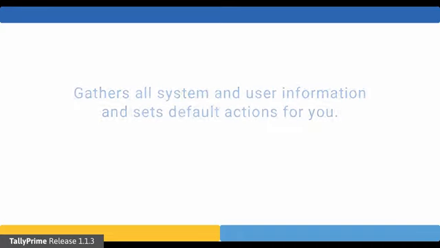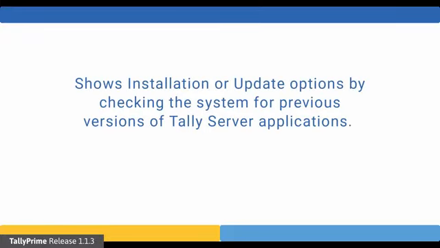The built-in intelligence of the setup manager gathers all required system and user information to set default action on its own. For example, if TallyPrime Server is installed for the first time in the system, the installation options are shown. In case Tally Server 9 or older version of TallyPrime Server already exists in the system, then the setup manager will show the update options by default.